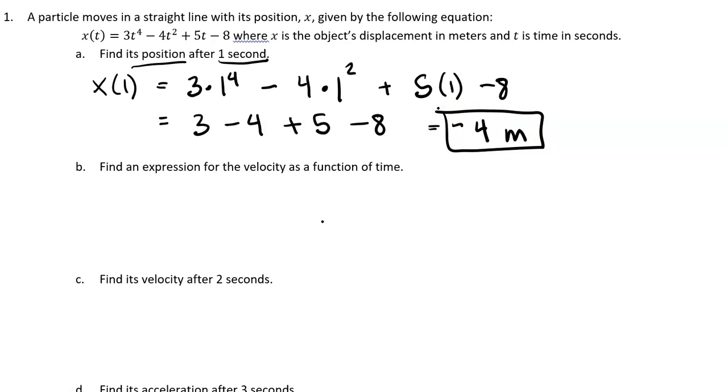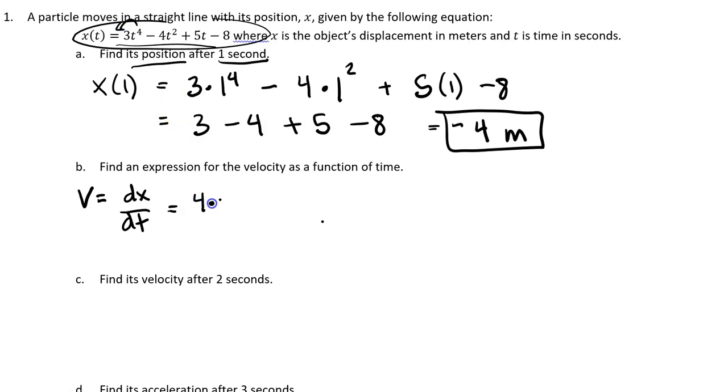Okay. So now for B, it says find an expression for the velocity as a function of time. Okay, so they gave us the position function. We want to find velocity as a function of time. This position is changing all sorts of ways. We're going to need to use the derivative, which again, to take the derivative, we're going to need to use the power rule. So I'm going to say B is going to be dx/dt. So let's take the derivative of this function.